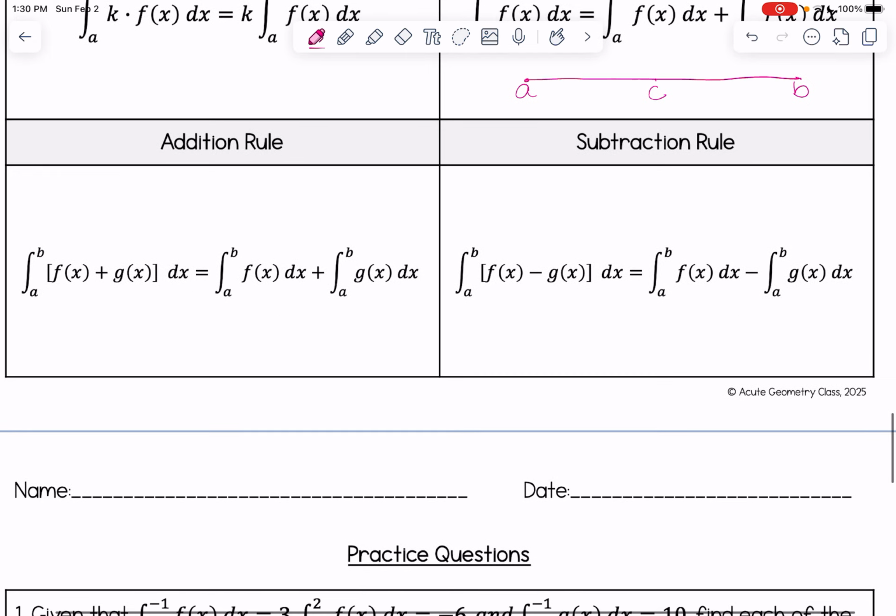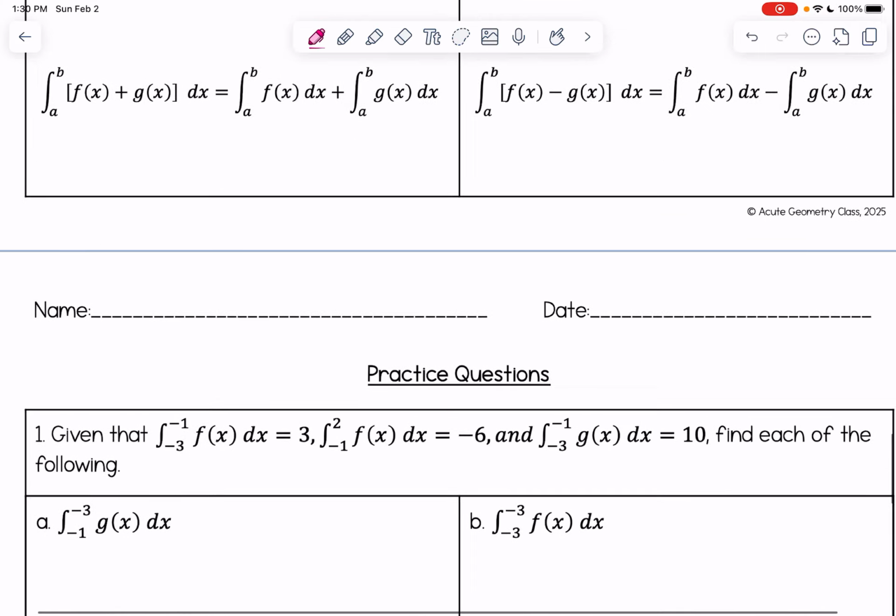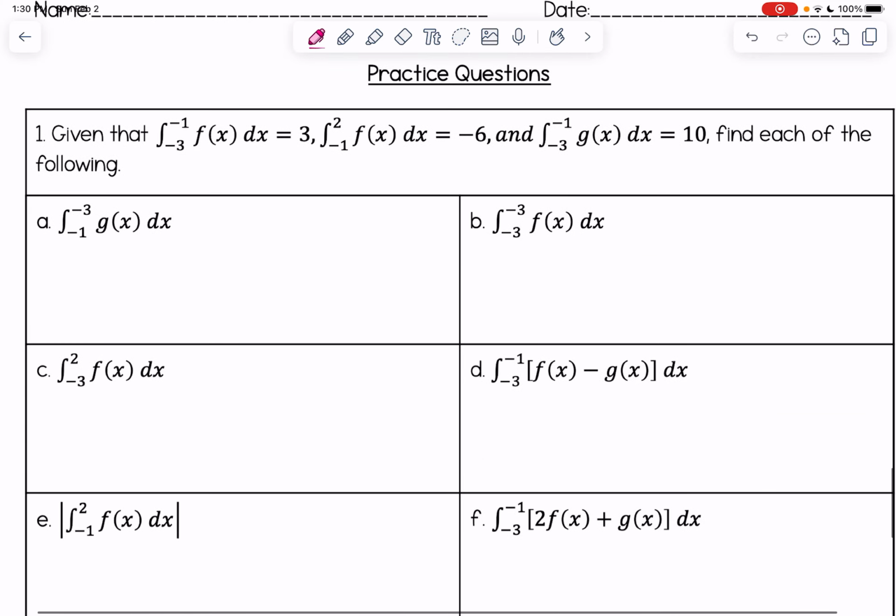All right, for the addition rule, if we are integrating two functions that are being added together, we can separate that definite integral and evaluate each function's antiderivative separately, and the same idea for subtraction. So let's look at some practice questions using those properties.